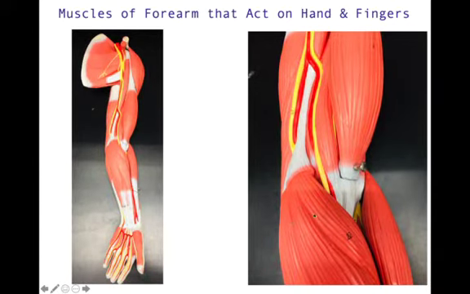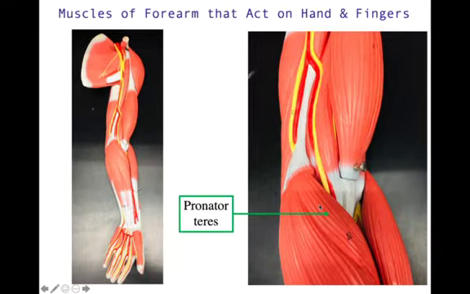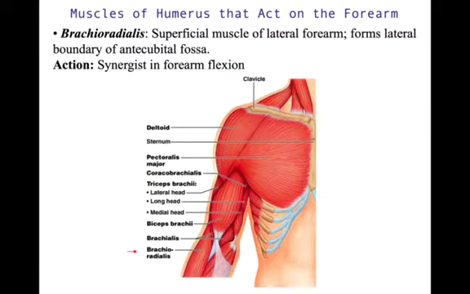So let's blow this up. You can see it's number 22 right here on this little model, going from medial to lateral. This is called the pronator teres. So it's involved in pronation of your arm, and it also is a weak flexor, but that's not the main function.